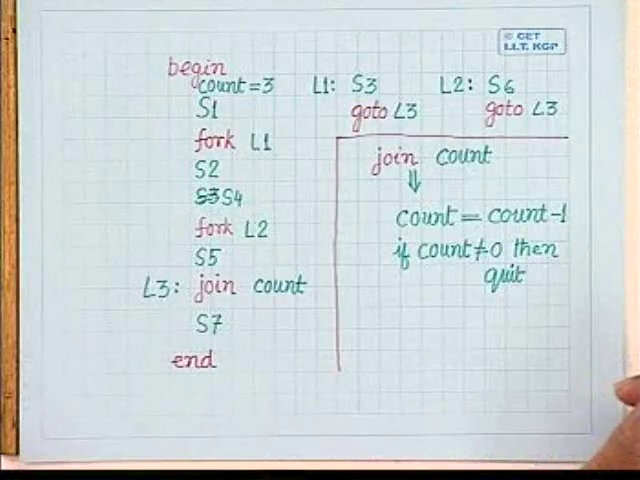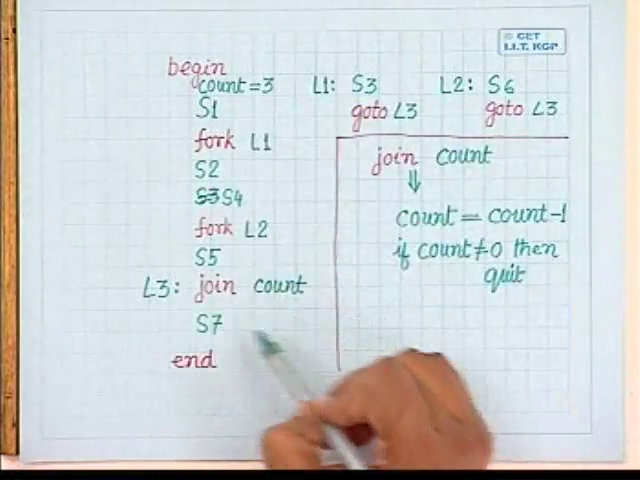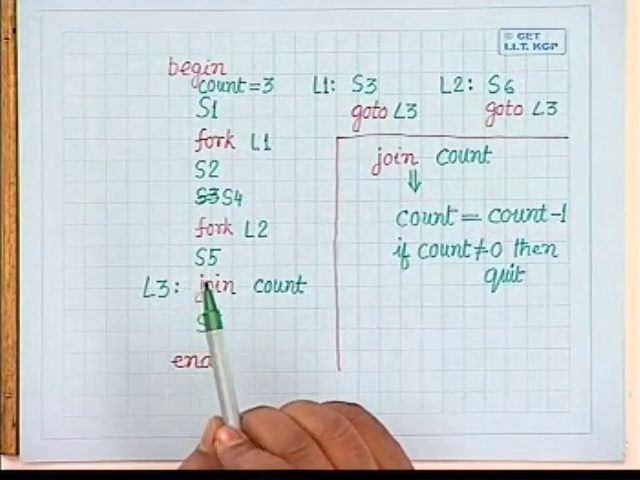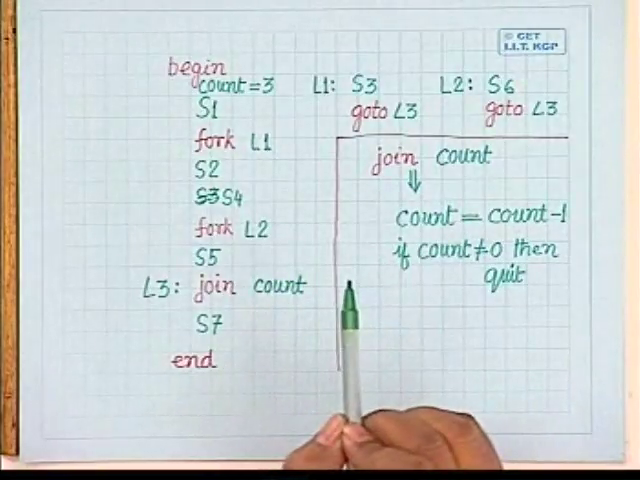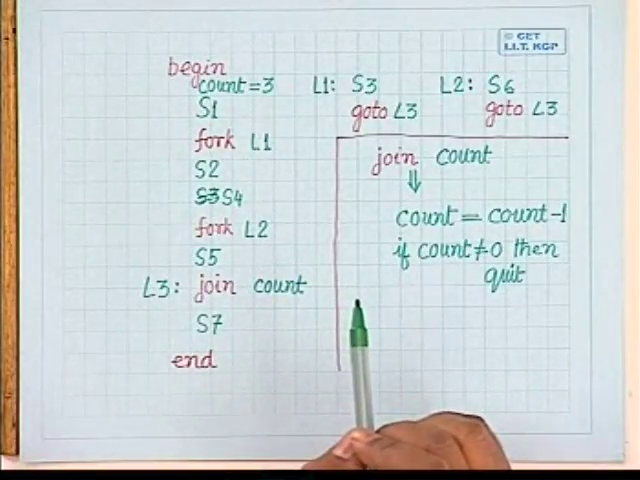Count is a global variable. Global to this particular process or this particular class.